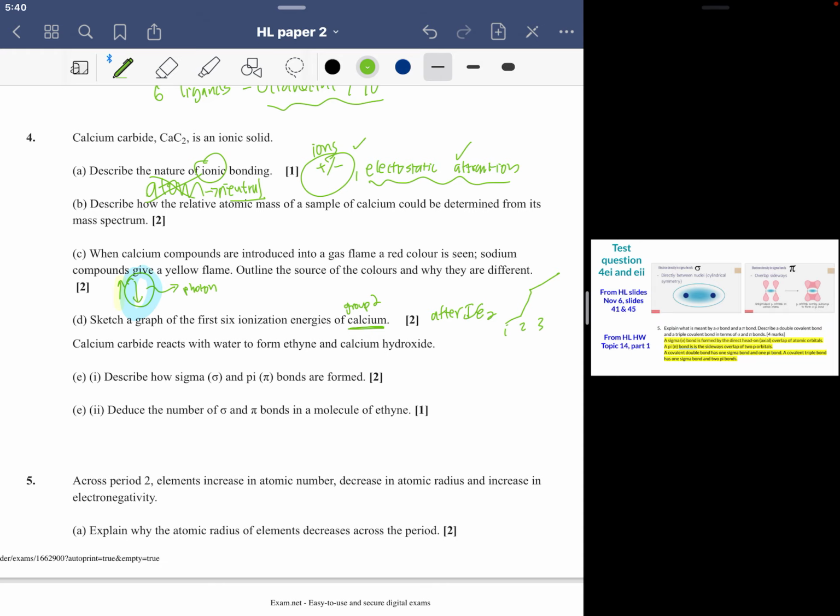You did need to mention the direct overlap and then sideways overlap. So some people are just saying overlap. You did need to be really specific, head to head and sideways, just like you see in the mark scheme. That's what they got points for. And then you just had to count the sigma and pi bonds. That was generally pretty well answered.